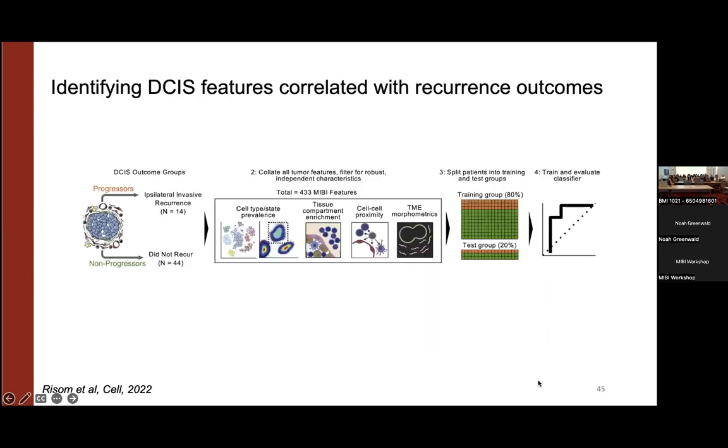In this paper, we also built a random forest classifier to try to identify DCIS features that are correlated with recurrent outcomes. We separated our patients into two groups, progressors and non-progressors, and then built this random forest classifier using a total of 433 different MIBI features. These features included cell type prevalences and various spatial metrics that we pulled from our data, which we'll talk about tomorrow, including the pixel cluster frequencies that were identified in the previous slide.